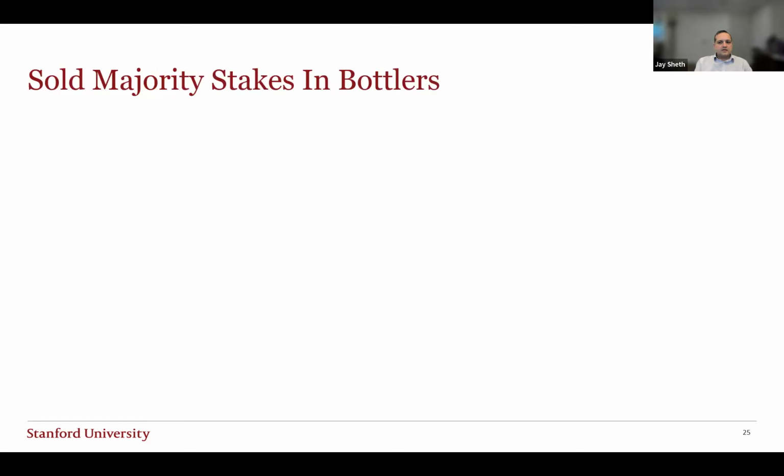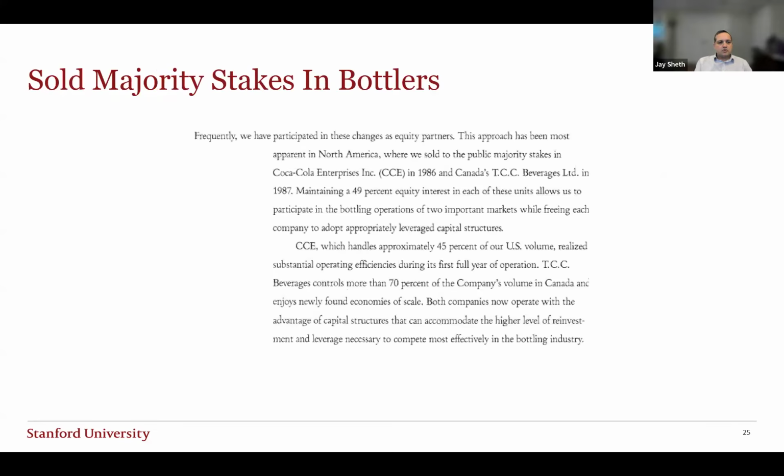Now, they sold a majority stake in the bottlers, so they sold a 51% interest in Coca-Cola Enterprises in 86. And like you said, Coca-Cola Enterprises was about 45% of the volume. In 87, they did the same thing in Canada. They sold TCC Beverages. Again, they sold 51%. They retained 49%. TCC was about 70% of the Canadian volume. And you can see at the bottom, the rationale they gave is because the bottlers can utilize more leverage in their business because they have more hard assets, more factories and things like that. So they can use more debt than Coca-Cola would use in its own business.